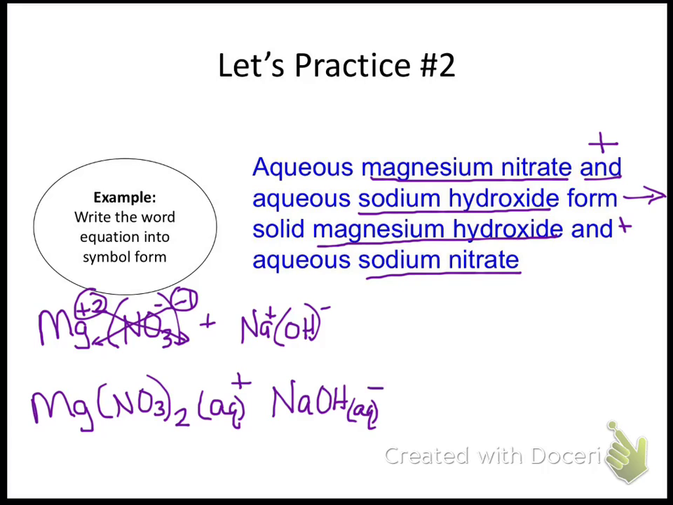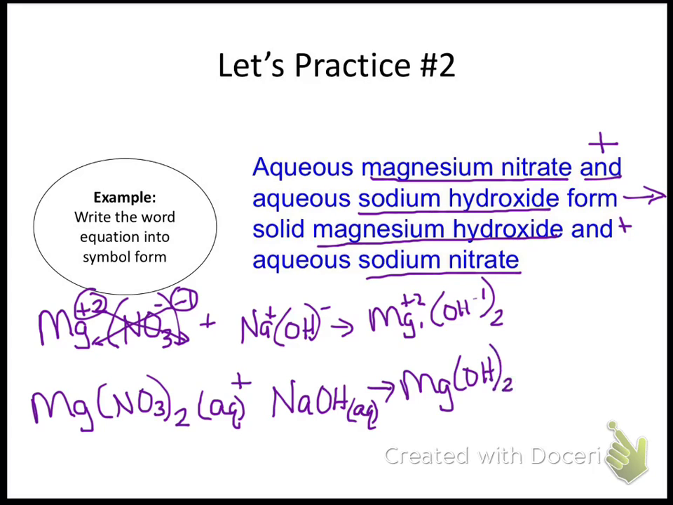Then we have forms, so that's our arrow. Solid magnesium hydroxide. Okay, so now we get magnesium, Mg, which is +2, OH, -1. All right, remember we crisscross outside of the parentheses, so we get Mg(OH)2. It tells us that it's solid, plus, what's the last thing?